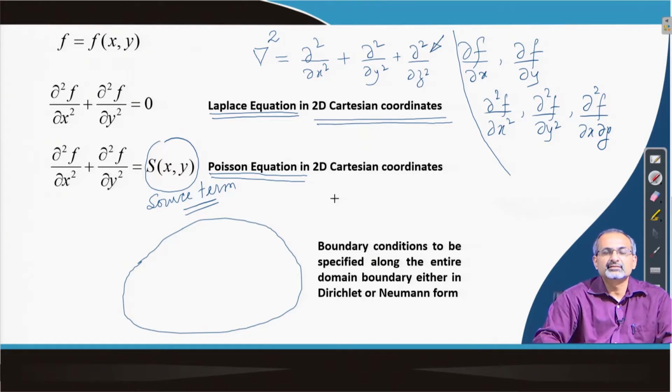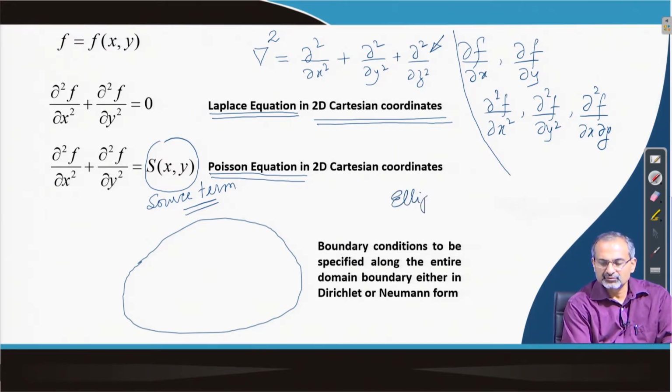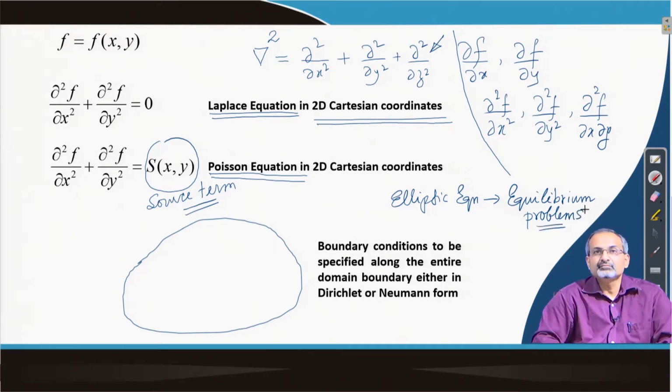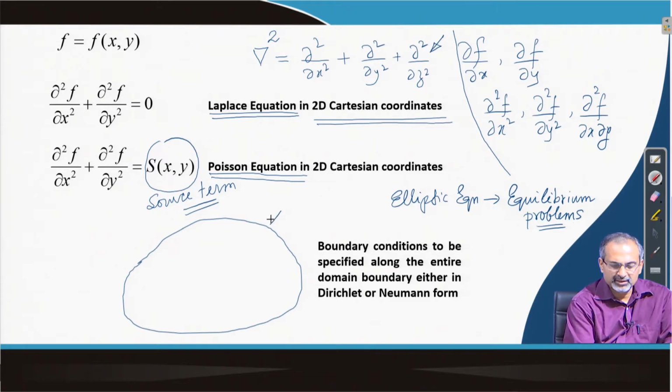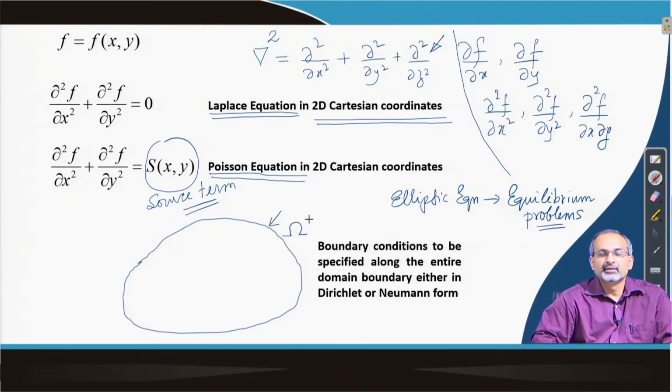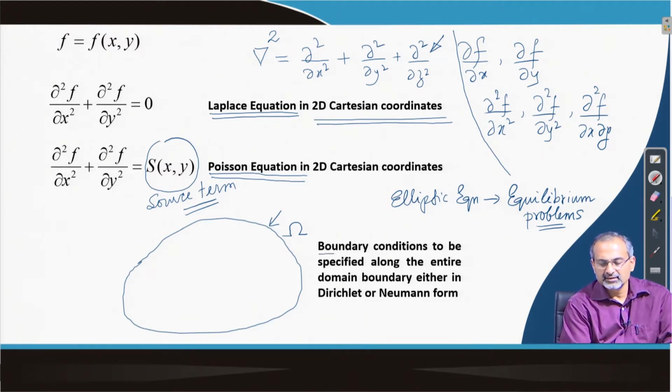We recall from our previous discussions that elliptic partial differential equations fall in the category of equilibrium problems. Incidentally, steady state heat conduction equation happens to be an equilibrium problem. Just to cite an example, if you have a domain which is given by this curve, let us say the domain boundary is defined by omega, then when you try to define Laplace equation or Poisson equation, in general an elliptic partial differential equation in this domain, it is essential that you define the boundary conditions all along the domain boundary, either in Dirichlet or Neumann form.